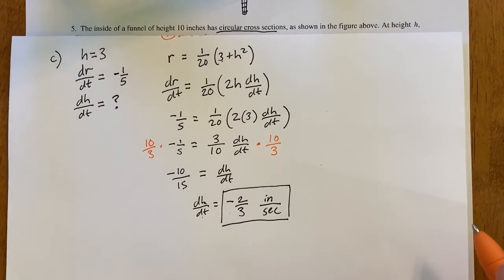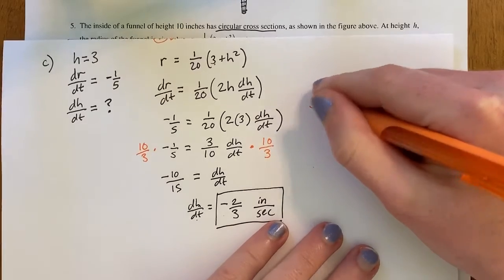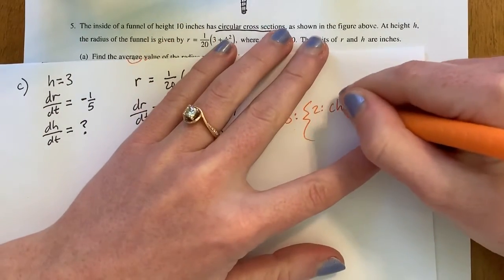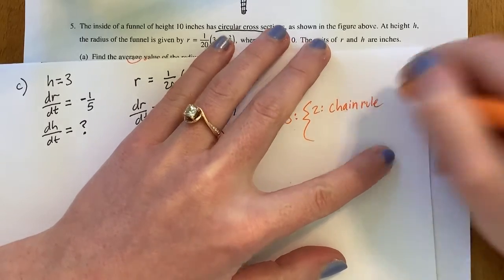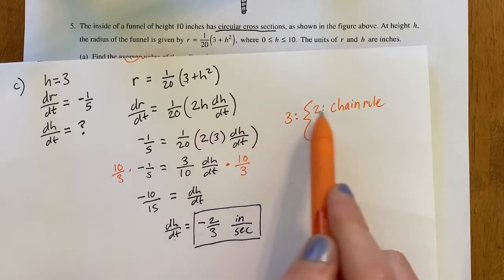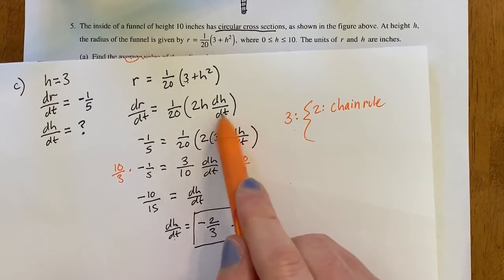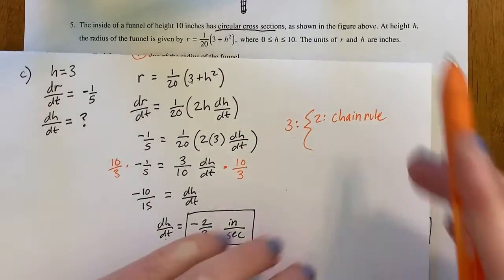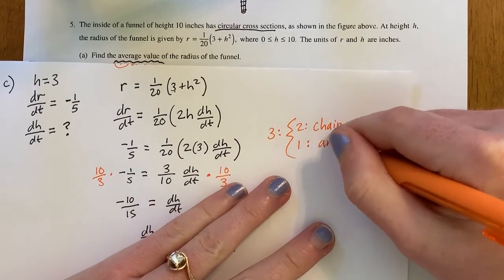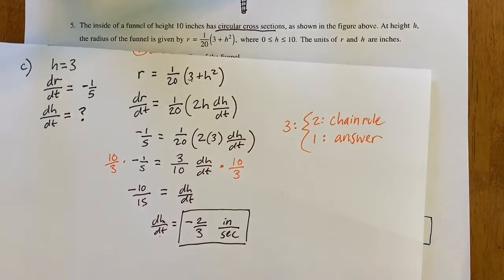This again was a 3-point question. You got 2 points for correctly doing the chain rule. So that's your derivative, basically. Did you do the derivative? And they're saying chain rule because you have to put the dh/dt. So did you do that right? And then you got your 3rd point for having your answer.